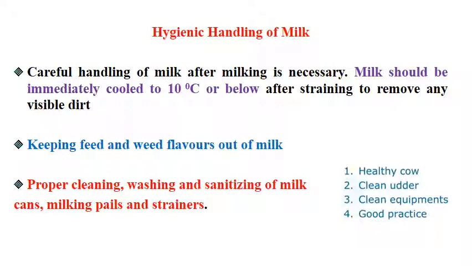Next is keeping feed and weed flavors out of milk. Milk will always absorb outside smell or odor. If there are any feed or weed, or even an unclean shed, all these things can impart a bad odor that will be absorbed in the milk. And thirdly, proper cleaning, washing and sanitizing of milk cans, milking pails and strainers. All these utensils which come directly in contact with the milk must be properly cleaned and sanitized so that they do not add any contamination to the milk.